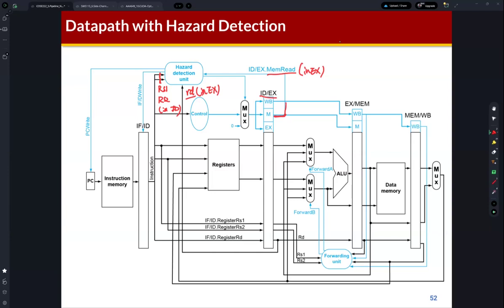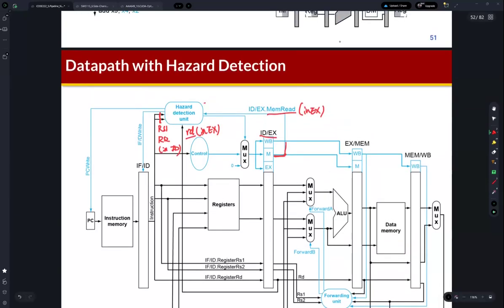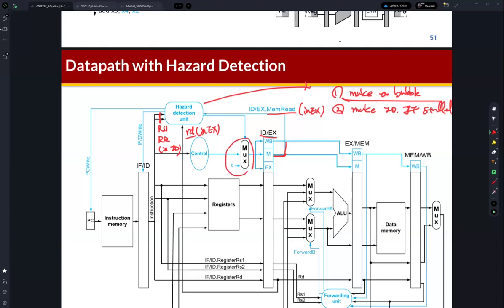Then what are the output signals of this hazard detection unit? What is required? Firstly, we need to make the bubble, and then make ID and instruction fetch stalled. Those are the required actions for a load use data hazard. So how can we make a bubble? We can make all control signals 0, right?